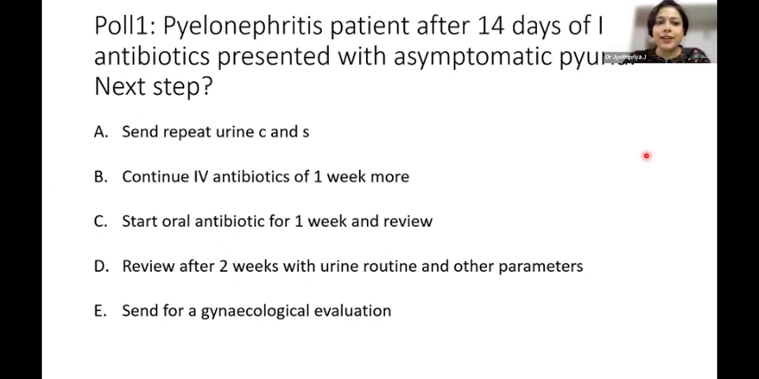Option A, send repeat urine culture and sensitivity. B, continue IV antibiotics for 1 more week duration. C, start oral antibiotics for 1 week and review. D, review after 2 weeks with urine routine and other parameters. E, send for a gynecological evaluation.